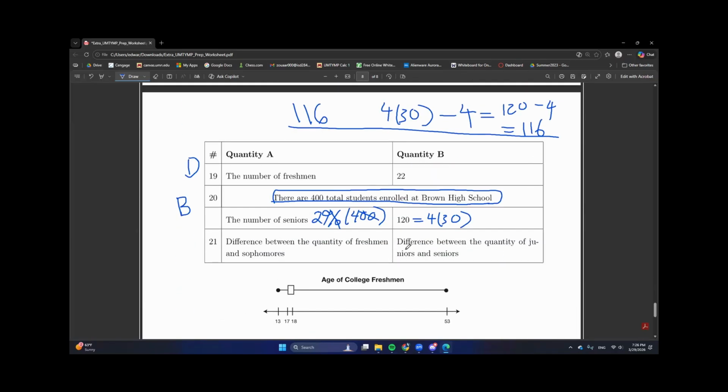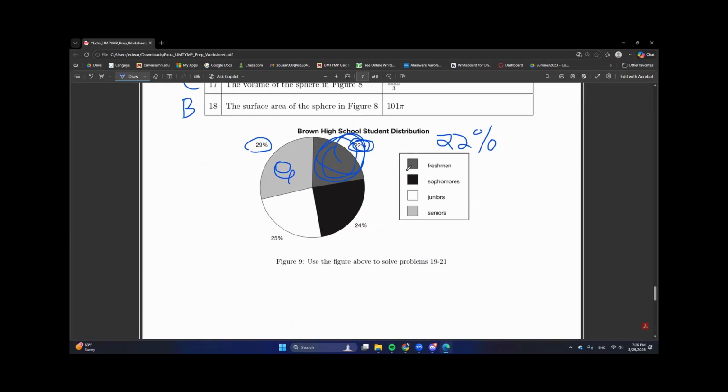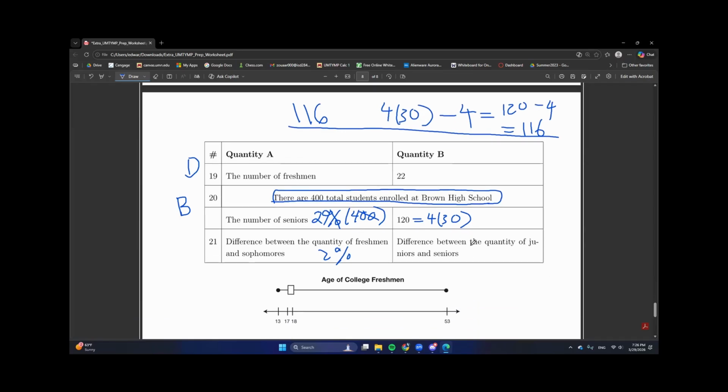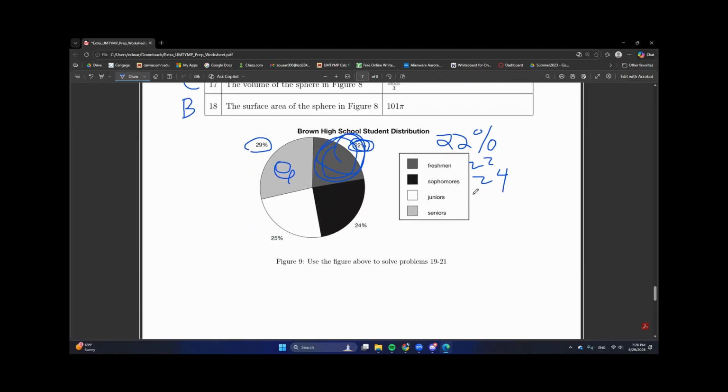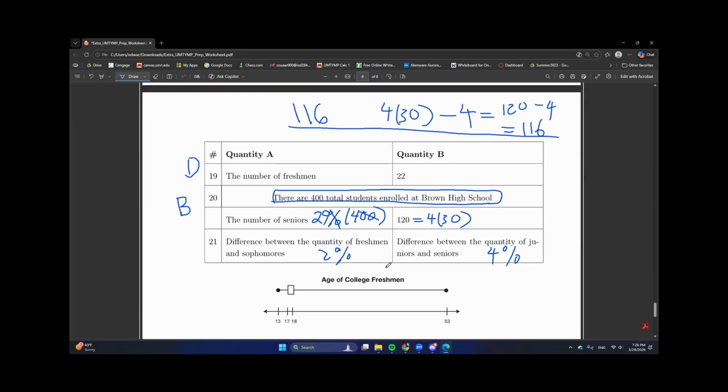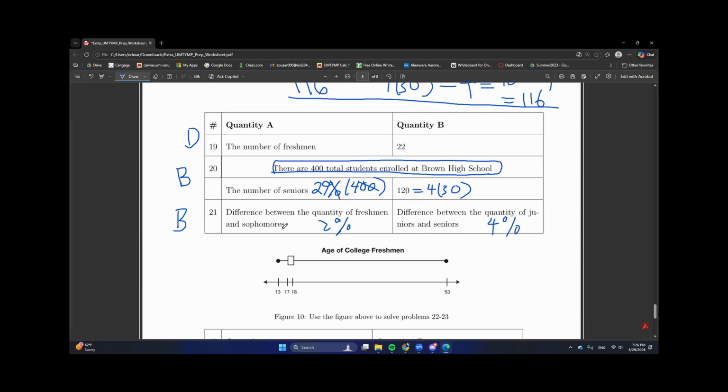The difference between freshmen and sophomores: freshman is 22, sophomores is 24. So that's 2%, right? And for juniors and seniors, juniors is 25, seniors is 29. That's 4%. So 4% is always bigger than 2%. And since they're from the same total quantity, whether it's 100, 200, 5, 10, we'll always have a bigger difference between juniors and seniors based on these percentages. So the answer is B.